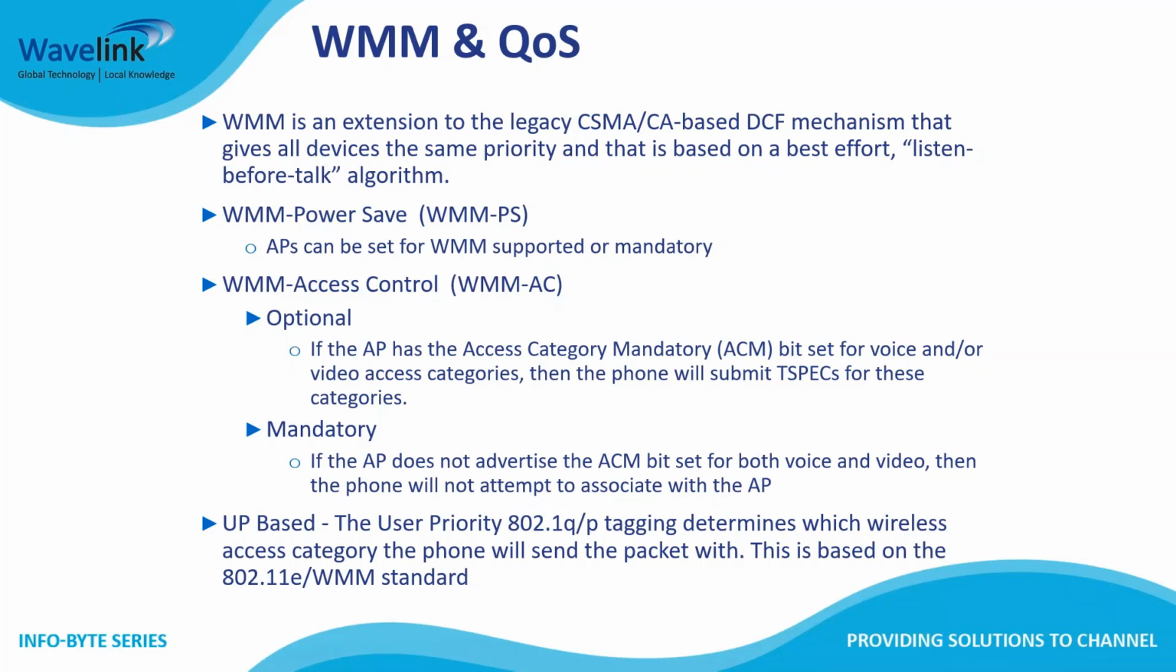WMM admission control, so optional for the access category, mandatory bit set for the voice and/or video access categories, and then mandatory itself. If the AP does not advise the ACM bit set for both voice and video, then the phone will not attempt to associate with the AP. So again, that one's pretty critical to make sure it's set up correctly, because if your handsets won't associate to the AP because it's not configured, well, the network's not going to work very well as well.